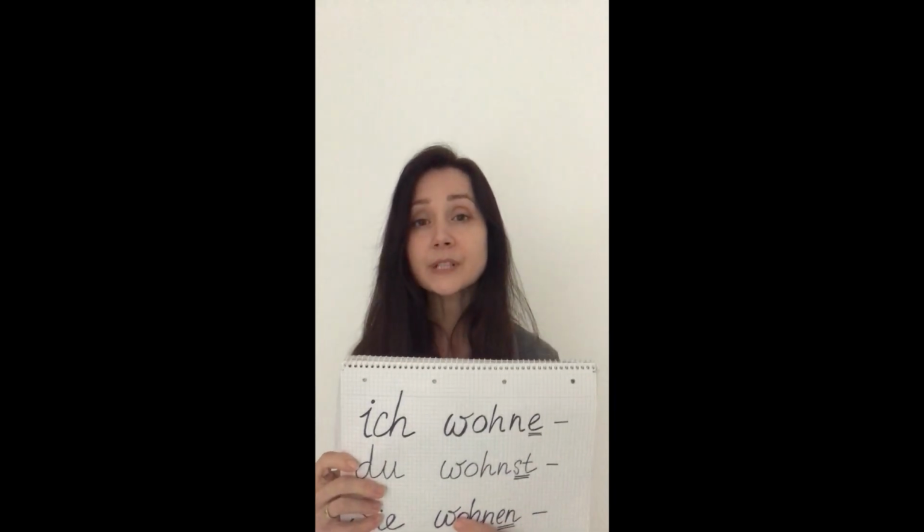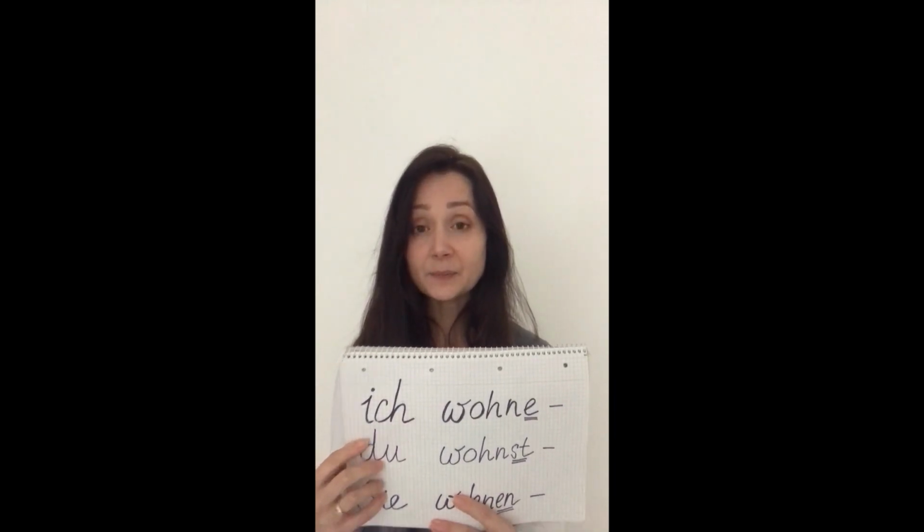Now, if you want to say I live or you live, you must know the little words that indicate the person, like I, you, he, she, it, and so on. We call those little words personal pronouns. Now in German language you would say like this. First one is I live.